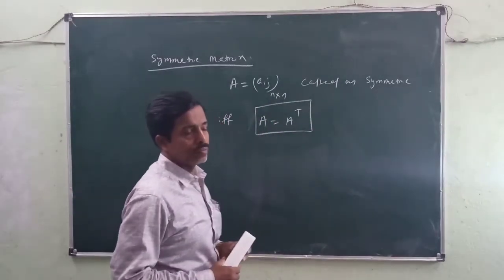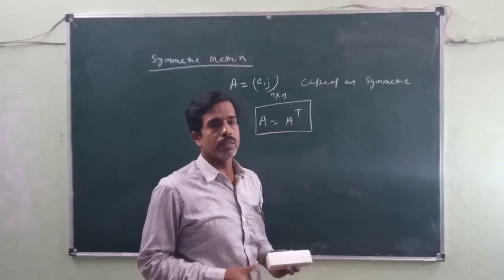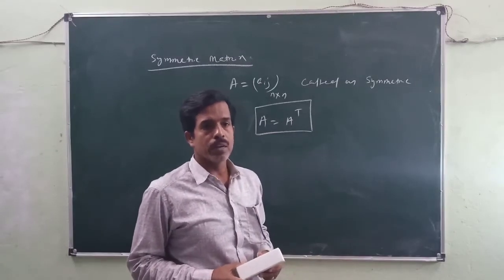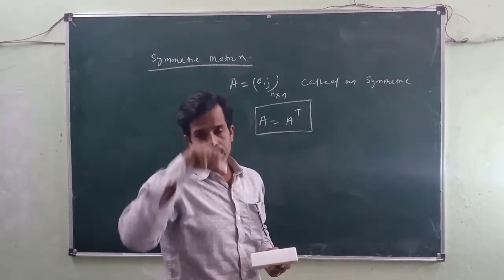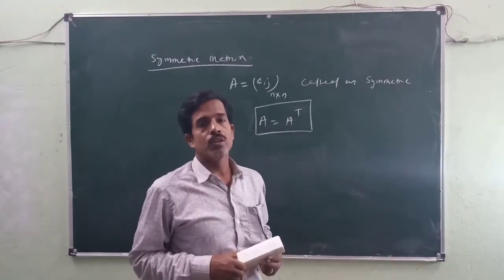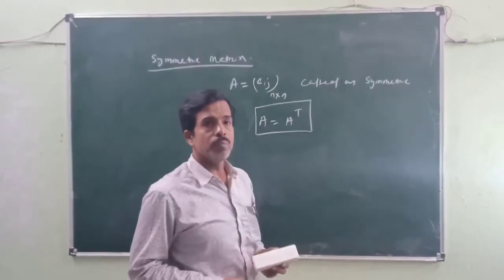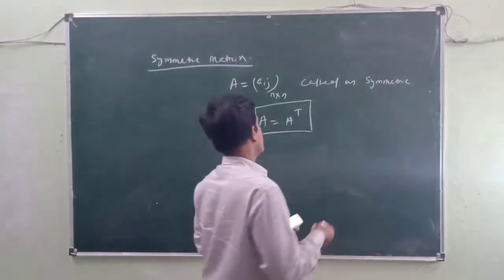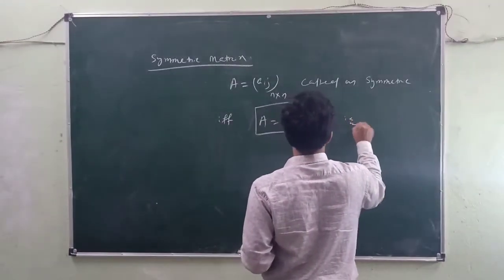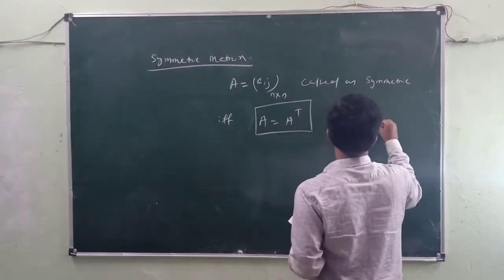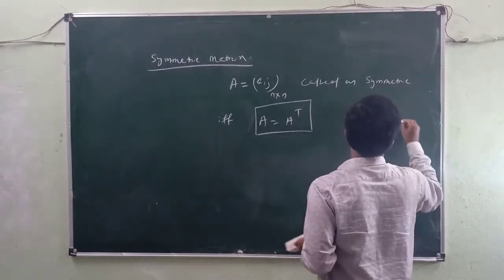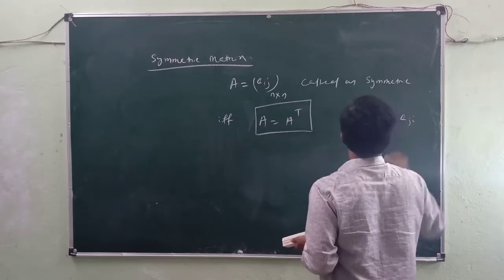Remember this factor. Any square matrix is called a symmetric matrix when that matrix equals the transpose of that matrix. That means in this case a_ij will be equal to a_ji.